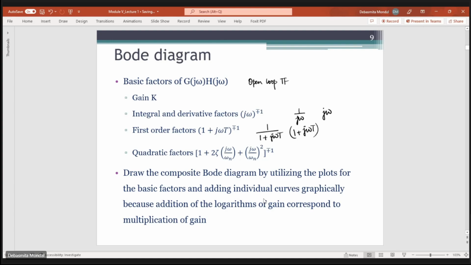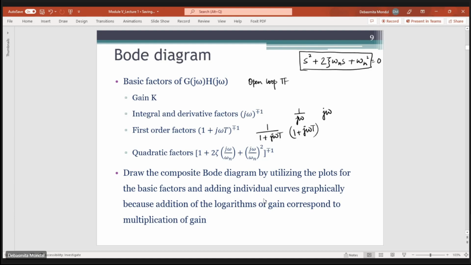Quadratic factors can be represented by 1 plus 2 zeta j omega by omega n plus (j omega by omega n) whole squared, to the power plus or minus 1. If you remember, for a second order transfer function, the characteristic equation was written as s squared plus 2 zeta omega n s plus omega n squared equals 0. This was present in the denominator of a second order transfer function. So if you simply substitute the value of s as j omega, you will end up with a factor which looks like this.